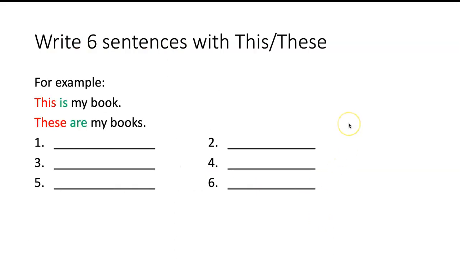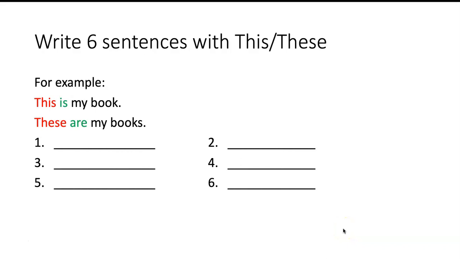Okay, so here you are going to practice. You are going to write 6 sentences with this and these. 3 sentences you have to use this and 3 sentences with these, okay? So 3 in singular and 3 in plural. For example, this is my book. Then in plural, these are my books, okay? So stop the video and write your sentences. Stop.